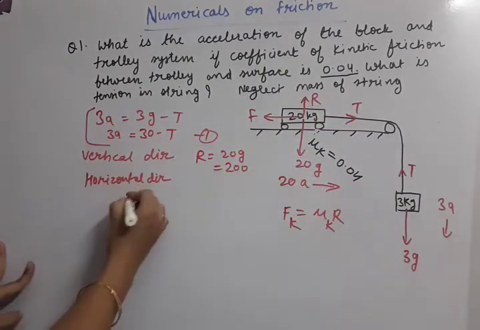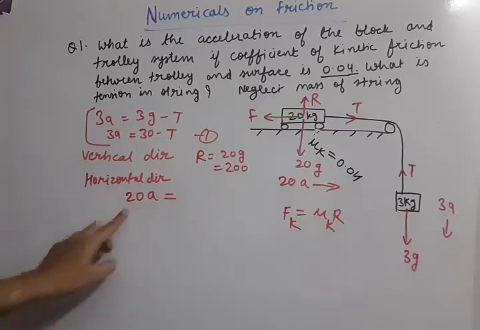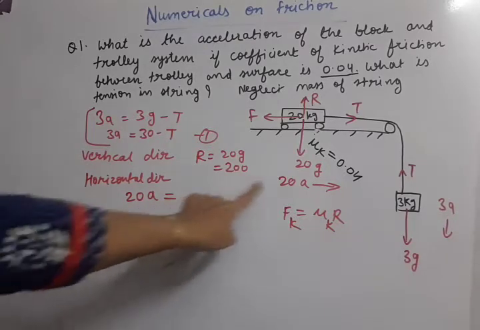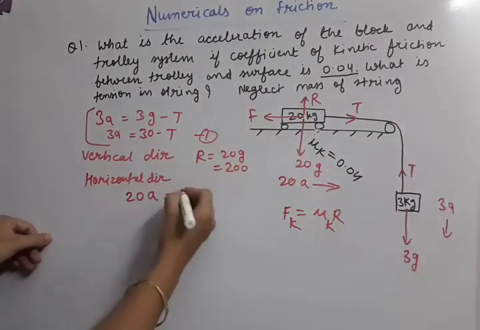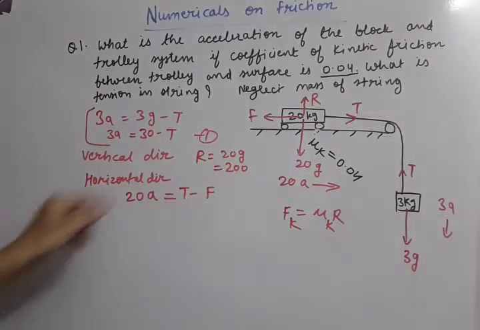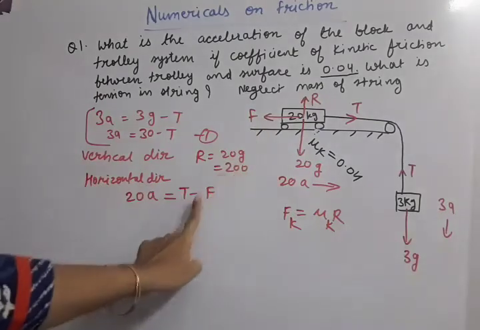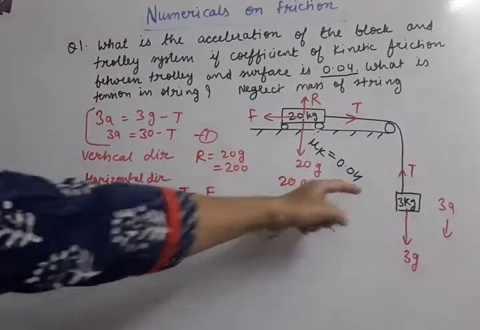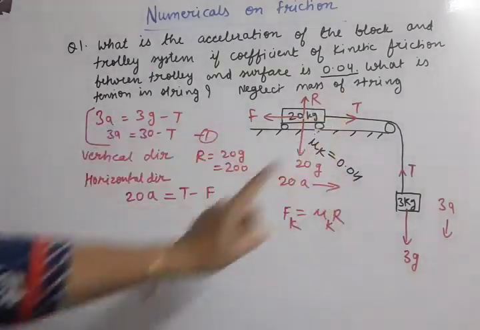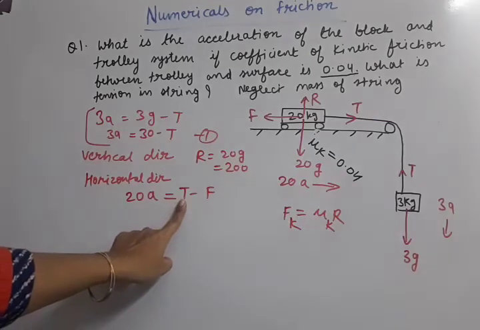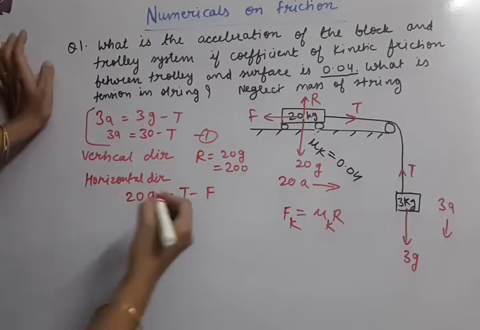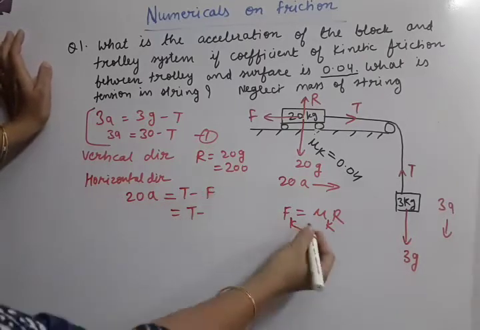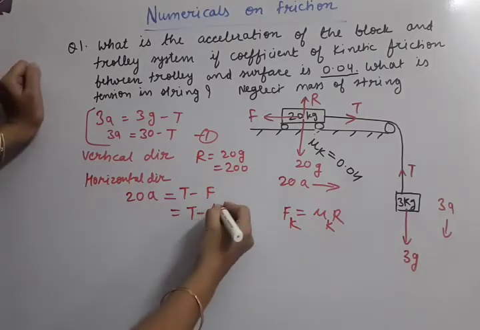So the net resultant equation is net force 20a equals T minus F. T and F are opposite, so I am subtracting, and because the direction of ma is that side, T is bigger, so I am subtracting the F value from T. Now we need to put the F value from here. F is mu k R.